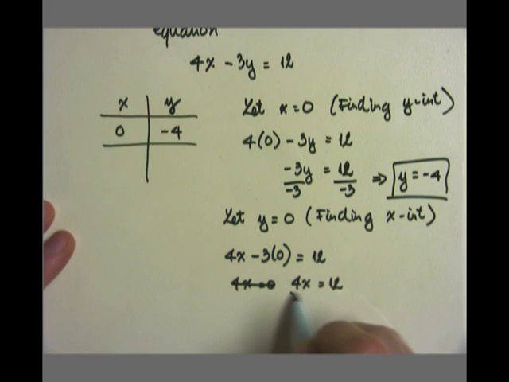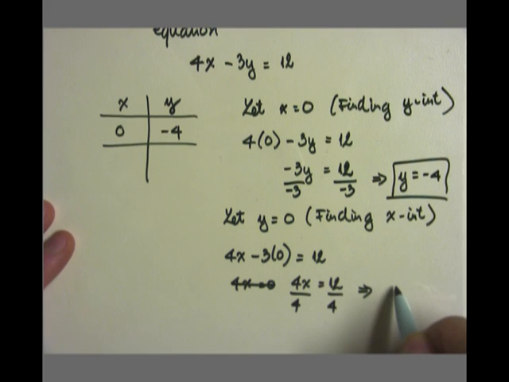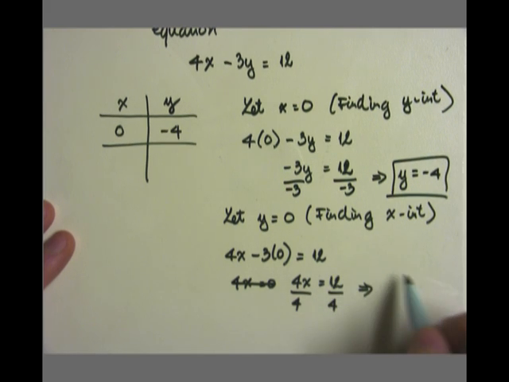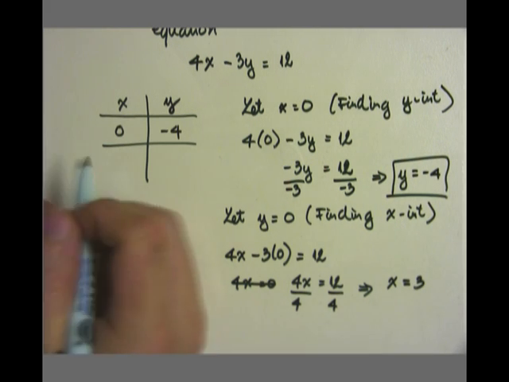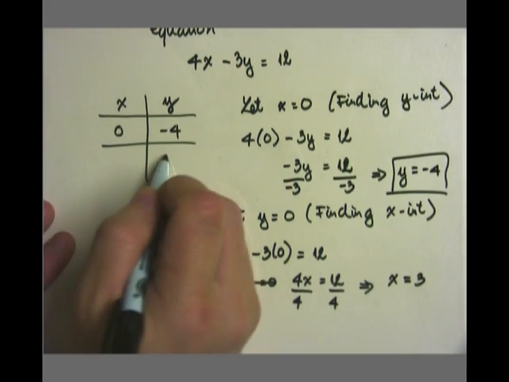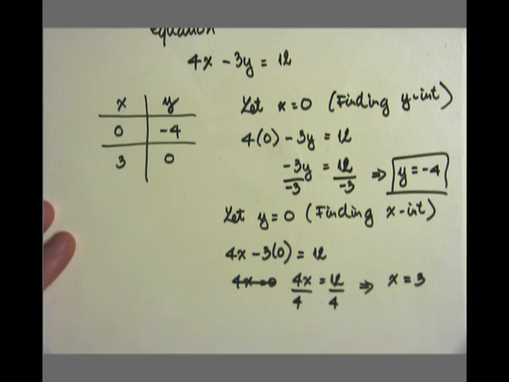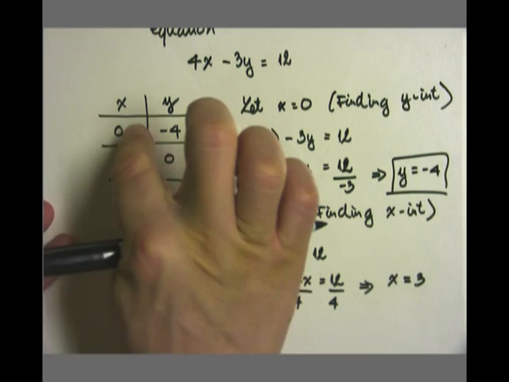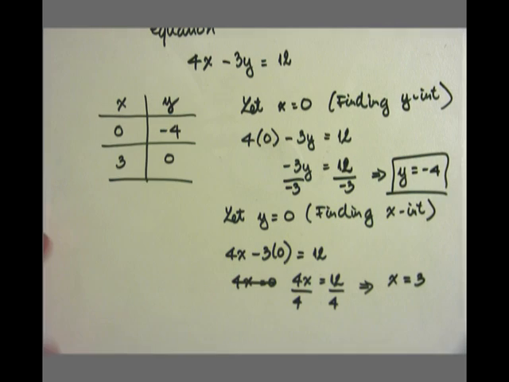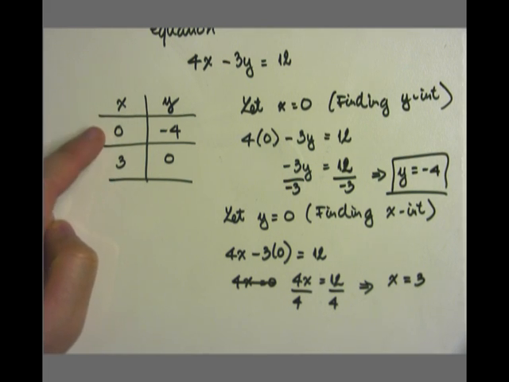And so in the next step, to solve for x, I'm going to divide both sides by 4, and that's going to give me x equals 3. So x equals 3 is the corresponding value for y equals 0 in this equation. So now these are the coordinate pairs for my two intercepts, the y-intercept and the x-intercept. I'm going to go ahead and plot these two intercepts on the graph, and then connect my points and get my line.